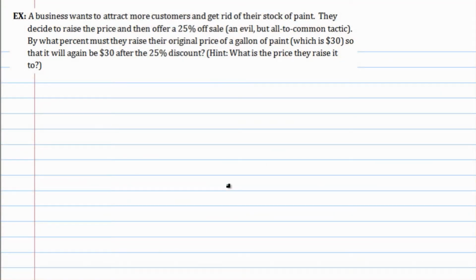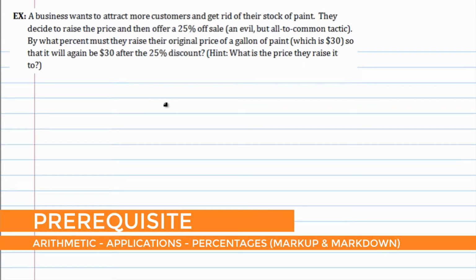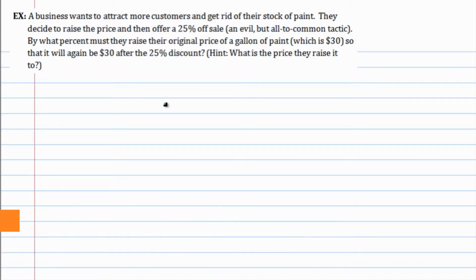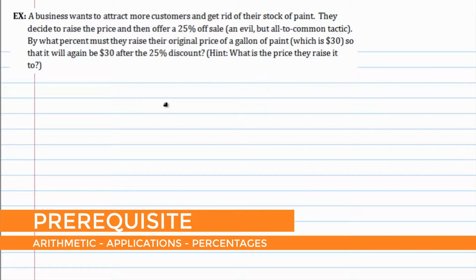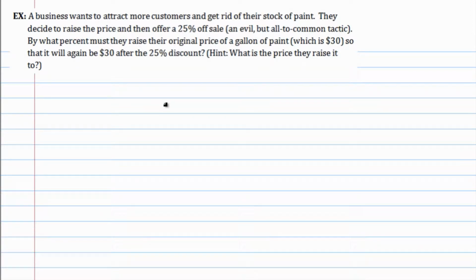So let's try an example that has a different kind of formula to it. We have a business that wants to attract more customers and get rid of their stock of paint. And they decide to raise the price. So let's say 6 months ago they raised the price, and now today they offer 25% off sale. Or maybe let's say 6 days ago they raised the price and then offer 25% off sale. This tactic has been used in the past. So by what percent must they raise their original price of a gallon of paint so that it will again be $30 after the 25% discount?